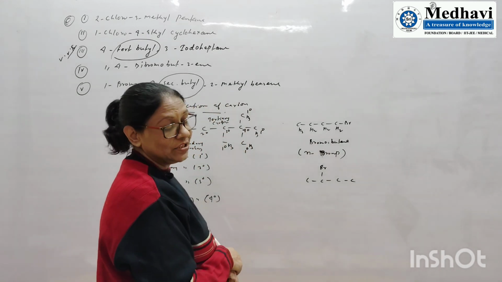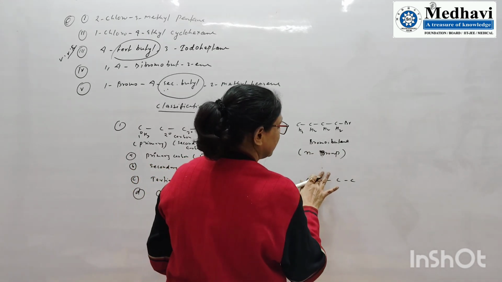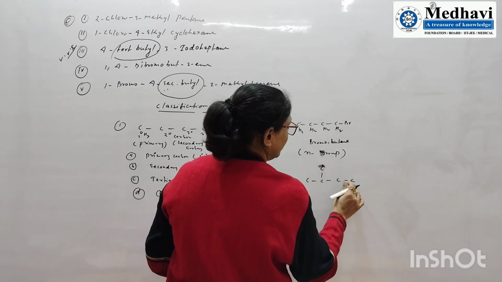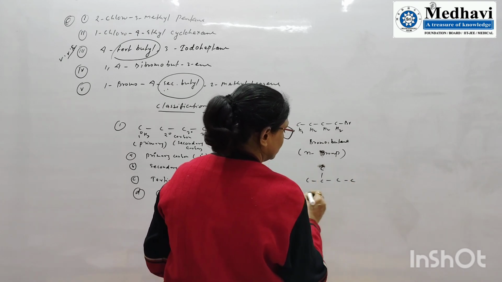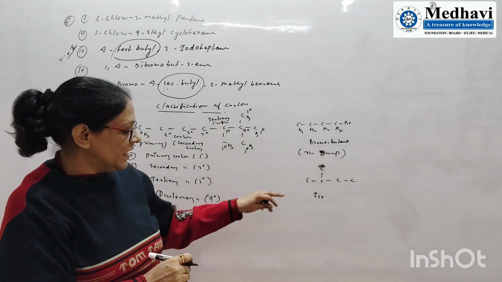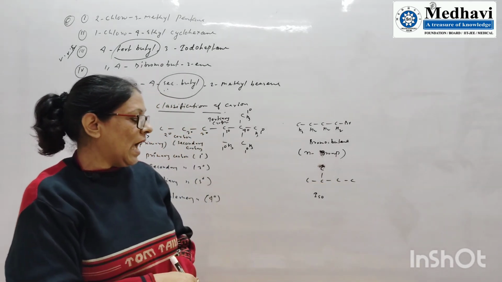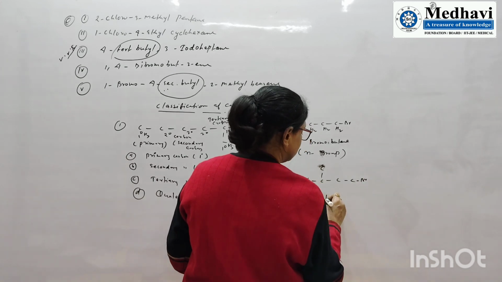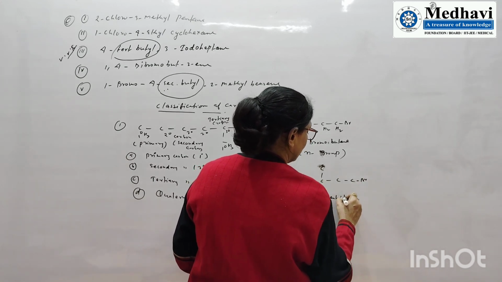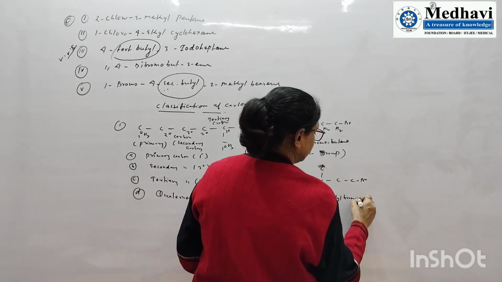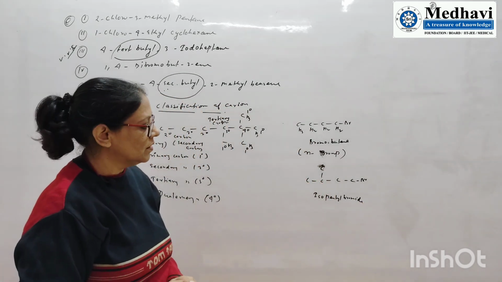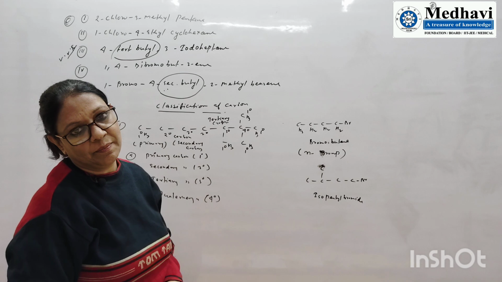And when there is a branching on the second carbon, you can write like this. This group is called iso. So we can say 1, 2, 3, 4, 5, isopentyl bromide. This is isopentyl bromide. Sometimes we use a common name also to distinguish or to explain a compound.